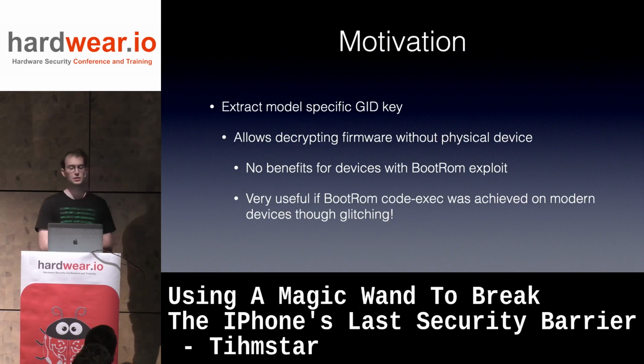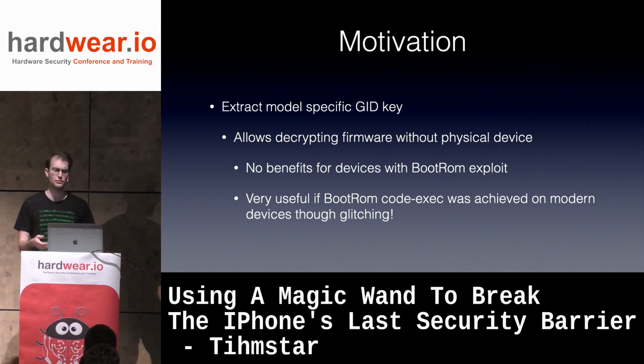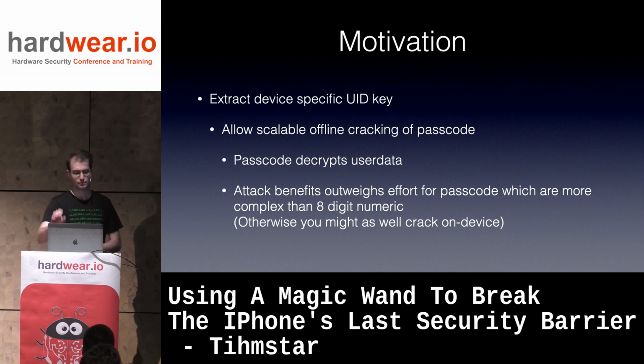Motivation. Well, you can extract the model-specific GID key. This is shared across all iPhone 4s. That allows you decrypting the firmware without actually having the physical device on you. It doesn't really have any benefits for devices with bootrom exploits, but assuming you do that on a newer device once through glitching, and you get code execution, then you extract the key, then you can always decrypt the firmware, so maybe useful for other targets.